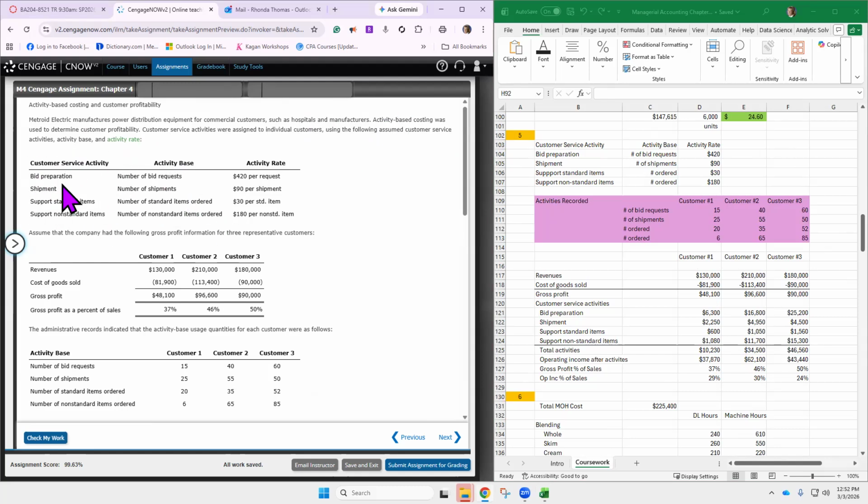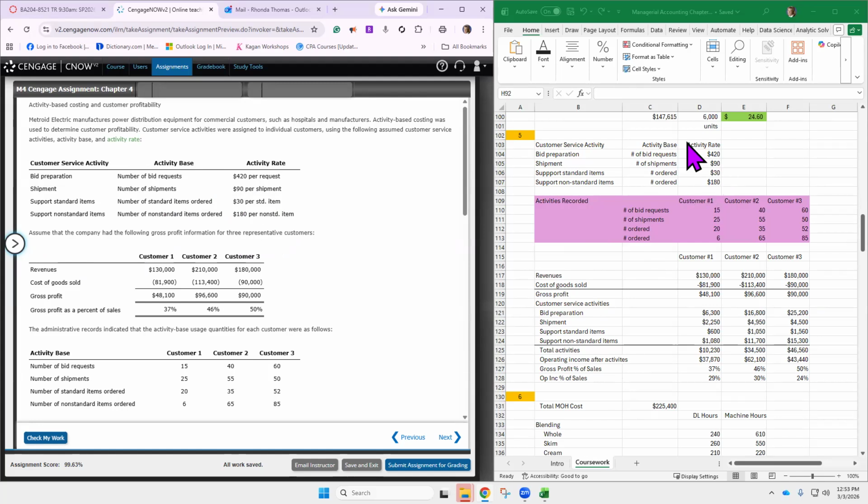So we have bid preparation that they have figured at $420 per request. We have shipments. We're looking at the number of shipments, and it's $90 per shipment. How about support standard items? Number of standard items ordered. It becomes $30. And then support non-standard items. When they order non-standard items, wow, it jumps up to $180. They give us these.